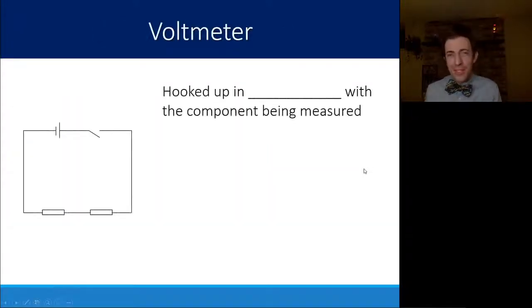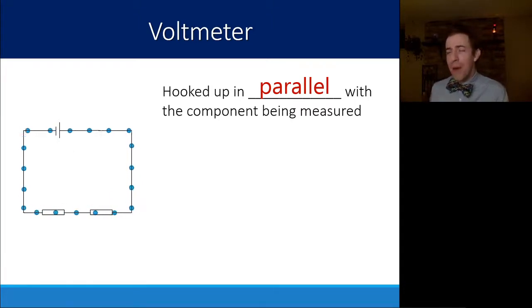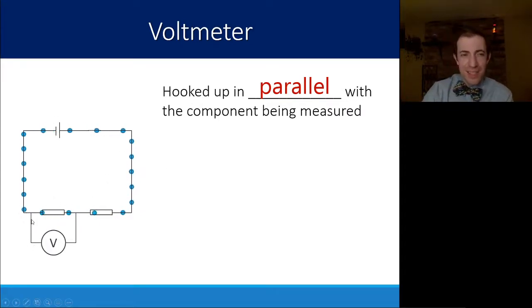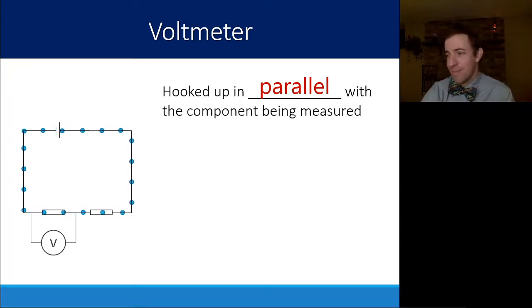Now, if I want to measure voltage with a voltmeter, it's going to look a little bit different. A voltmeter has to be hooked up in parallel with the component that's being measured. So if I want to figure out the voltage being dissipated or provided by any component in this, I have to hook up my voltmeter with one lead on either side of the component I'm trying to measure. So if I want to measure the voltage being used by this resistor, I hook up one side to one side of the meter and the other to the other. So basically making a branch around that component.